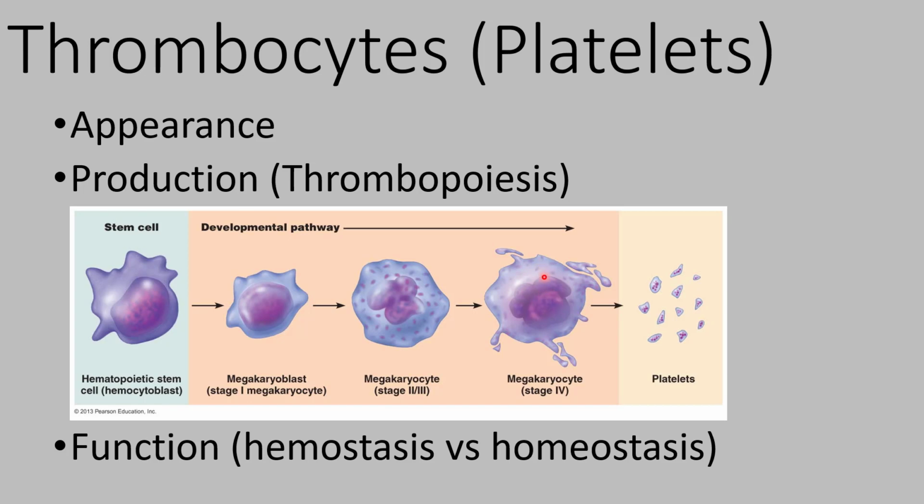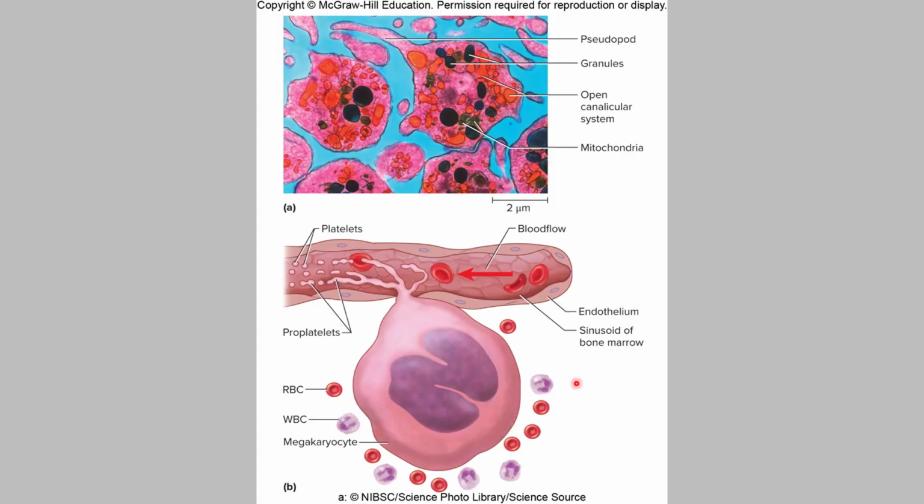Megakaryocyte stage 4 starts to have pieces of it flake away, and those are platelets. So let's see another view of that. Here is that stage 4 megakaryocyte. Here is a real stage 4 megakaryocyte stained and looked at under a microscope.